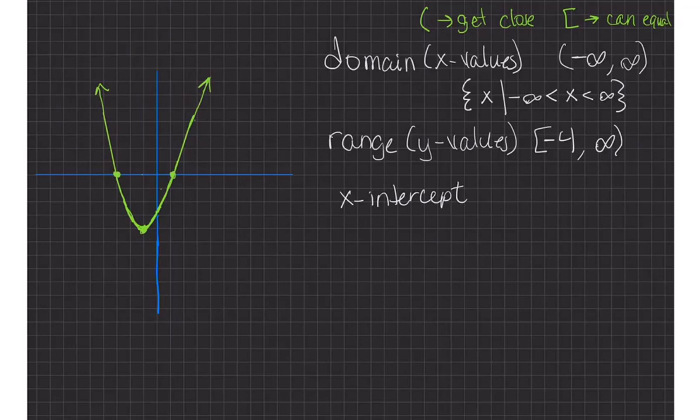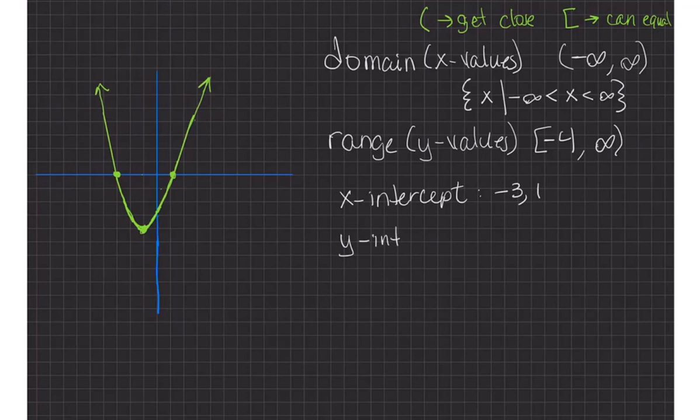So x-intercept is when I'm looking for the values in which I cross the x-axis. So here's my fancy x-axis. Where does my graph cross it? I cross it here and I cross it here. So I cross it at -3 and 1. So for my intercepts, I'm going to have -3 and I'm going to have 1.